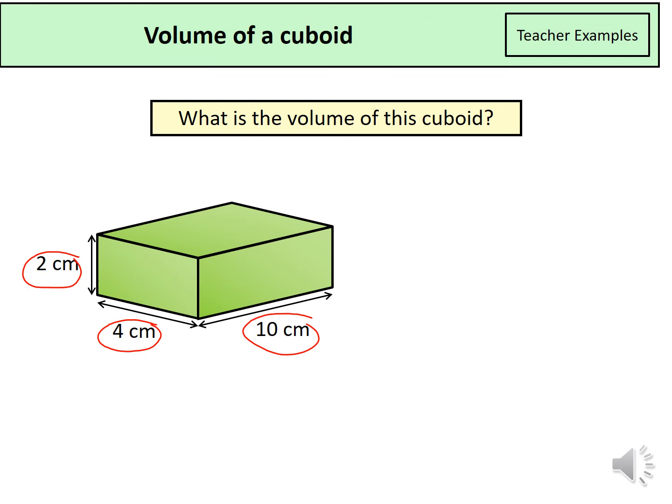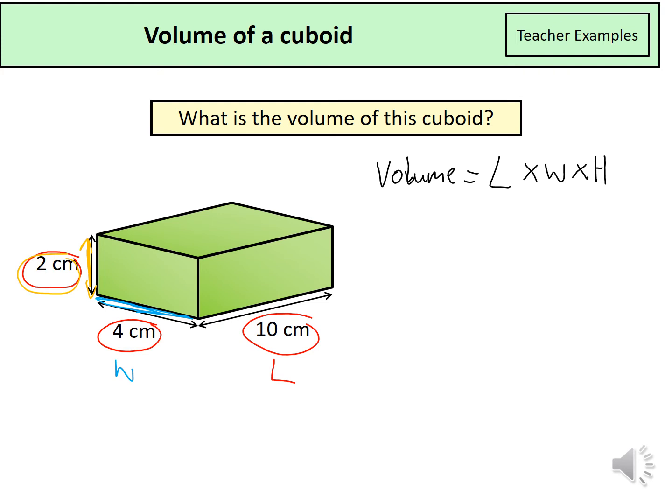So the volume of a cuboid is given by the formula volume equals length times width times height. So I'm just going to show you over here which ones are the lengths, which ones are the widths, and which ones are the height. So the length of this cuboid is this one here, how long it is, and the width is how wide, which is this one here. And finally, the height is how tall it is, which is this one here, which is 2 centimeters.